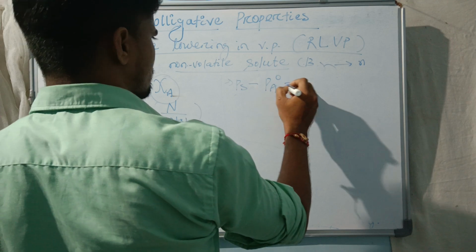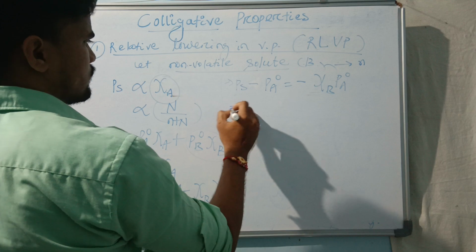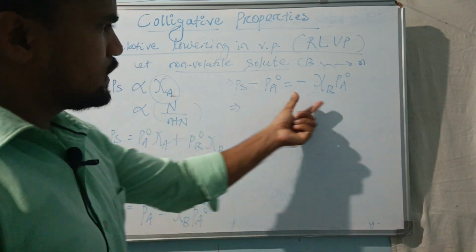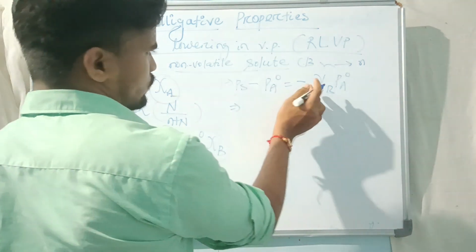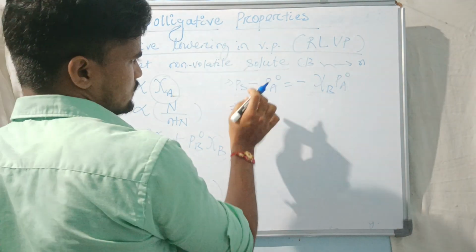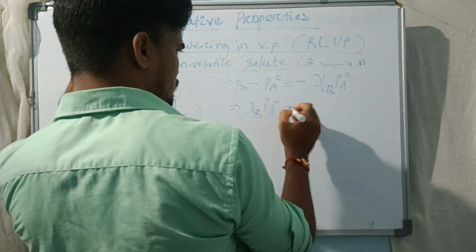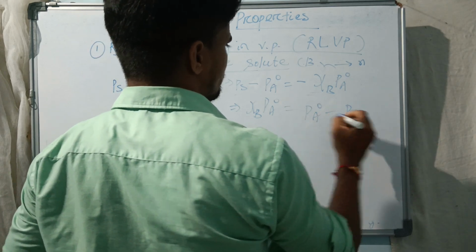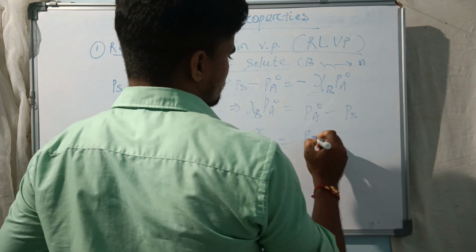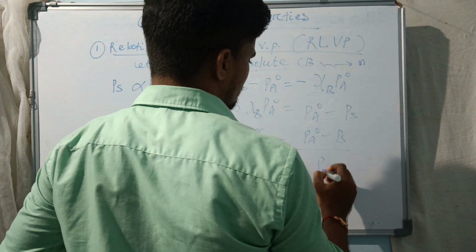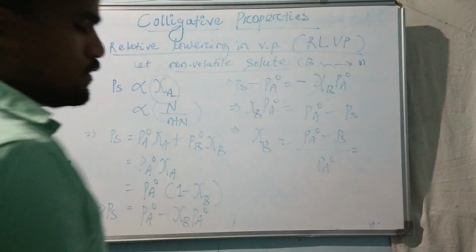PS minus PA naught is equal to minus chi B PA naught. If you change this sign, okay, what happens, it will exchange the sign also. So chi B PA naught is equal to PA naught minus PS, which implies chi B is equal to PA naught minus PS upon PA naught.